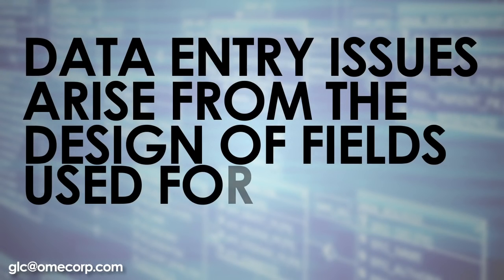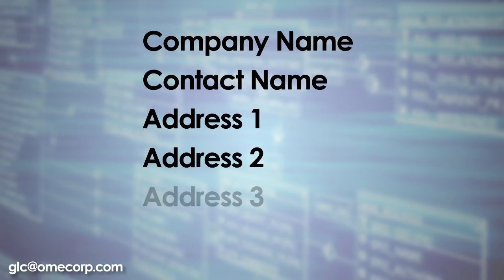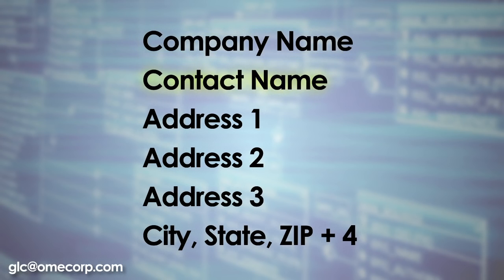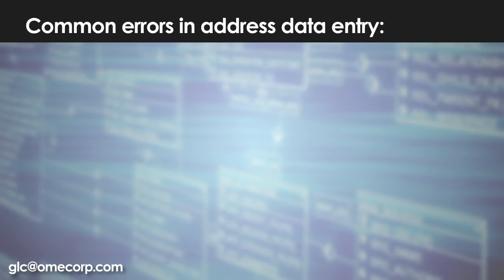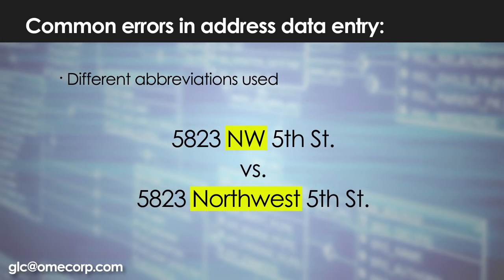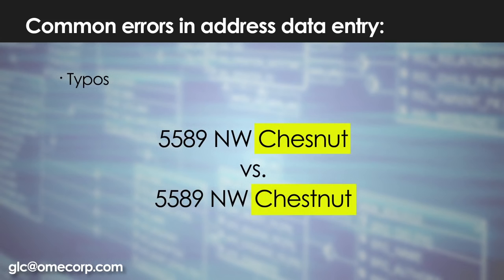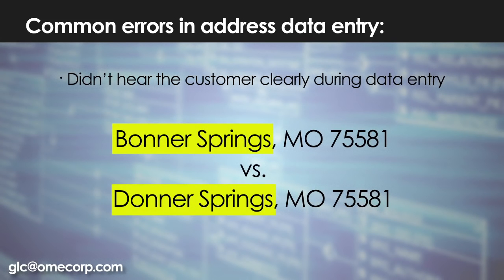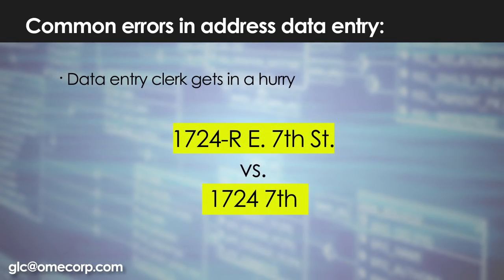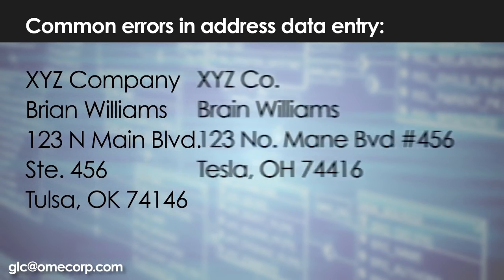Data entry issues arise from the design of fields used for data storage. I'll explain. Here's a look at typical contract and address entry fields. Company name, contact name, address 1, address 2, address 3, city, state, zip +4. Let's highlight some of the common errors in address data entry. There can be different uses for multiple street address fields, different abbreviations used, different spellings used, typos, didn't hear the customer clearly during data entry, or the data entry clerk gets in a hurry. So your package or letter address could easily go from this to this.